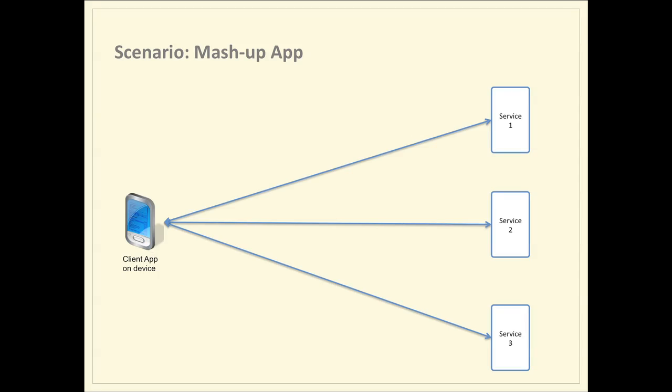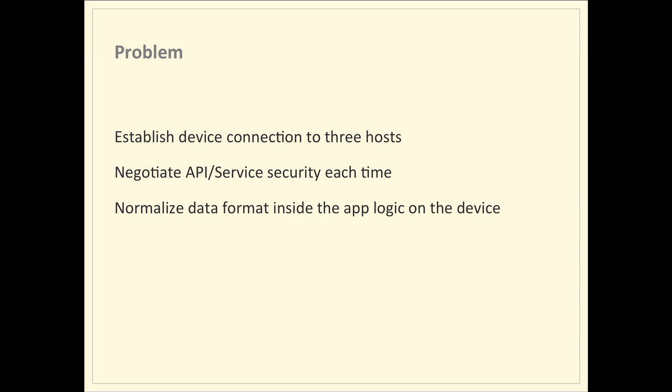Right. So here, essentially on this slide, we see that the client device, which runs an app, is trying to get content, data and application from multiple services: Service 1, Service 2, Service 3, and so on. So what is the problem of doing this? Basically, it has to make multiple connections, it has to mediate security with these data sources, and of course it has to normalize the data and so on. That's the job of the developer who is developing the application.